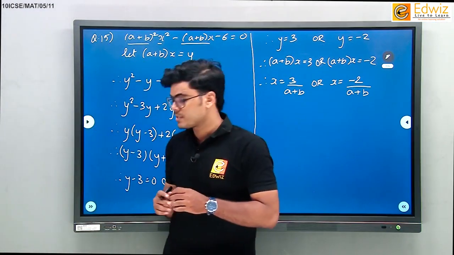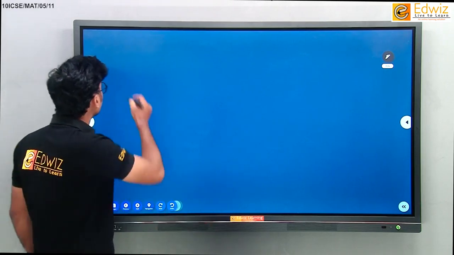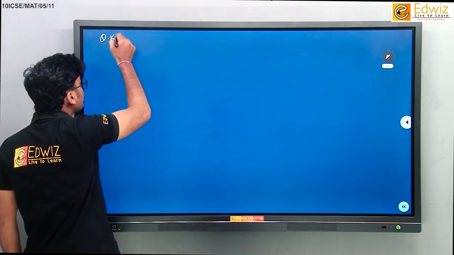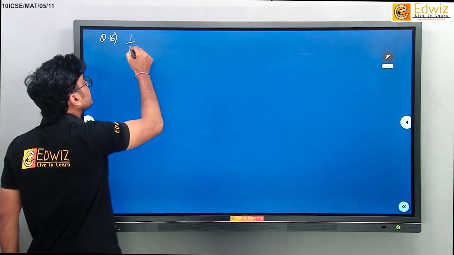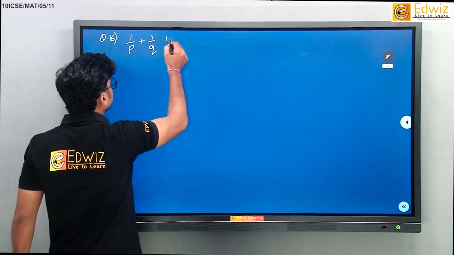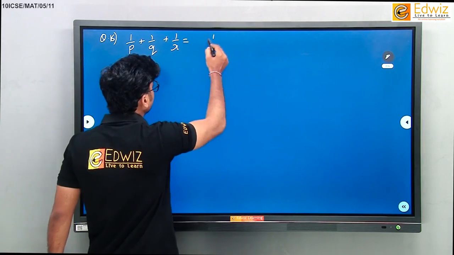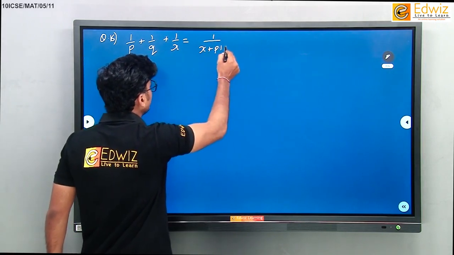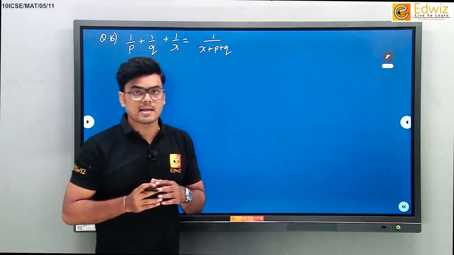Let's go to the next question now. Question number 16. Again, there is an equation given to us. The equation is 1 upon p plus 1 upon q plus 1 upon x equals 1 upon (x plus p plus q). This is the given equation. Let us try to solve it.